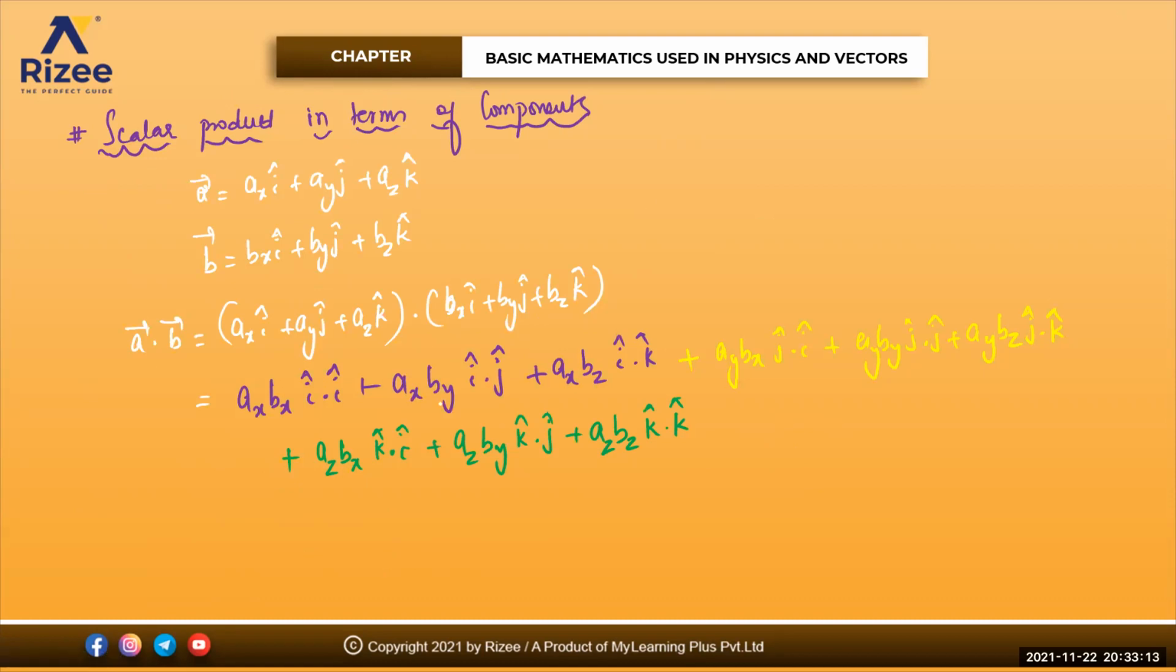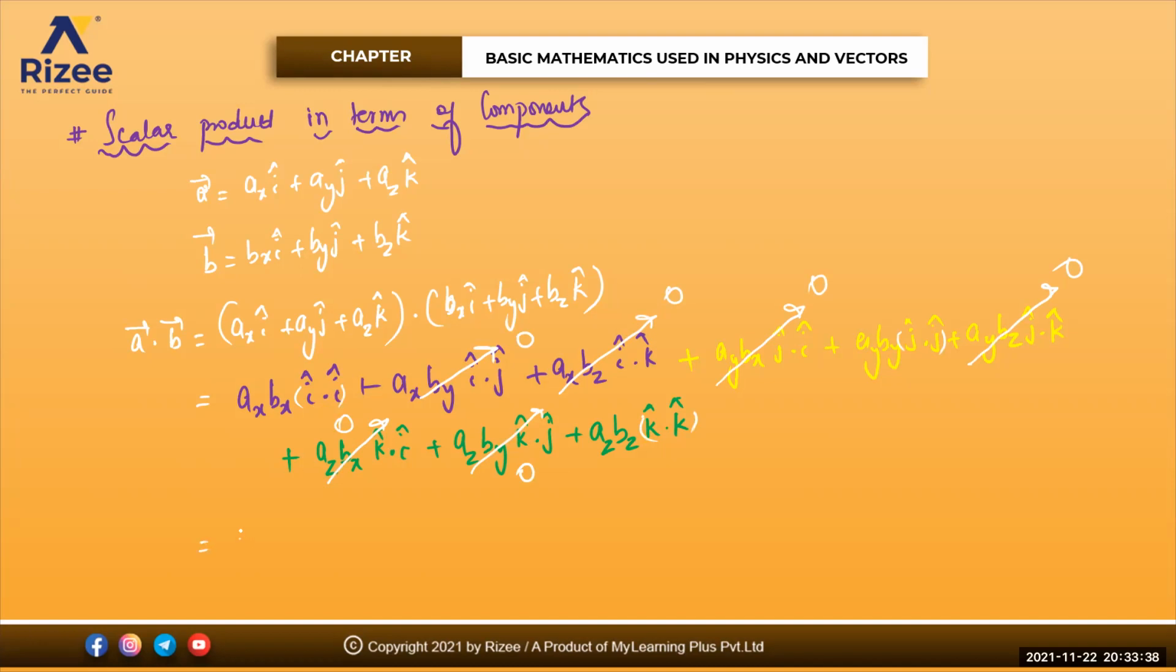Clear? So i dot j will become 0. And i cap, this also will become 0. j cap i will also become 0. This one also will become 0. k dot i will also become 0. k cap will also become 0. And i cap i cap will be equal to how much for me? 1. j cap j cap will also be equal to 1. k cap k cap will also be equal to 1.